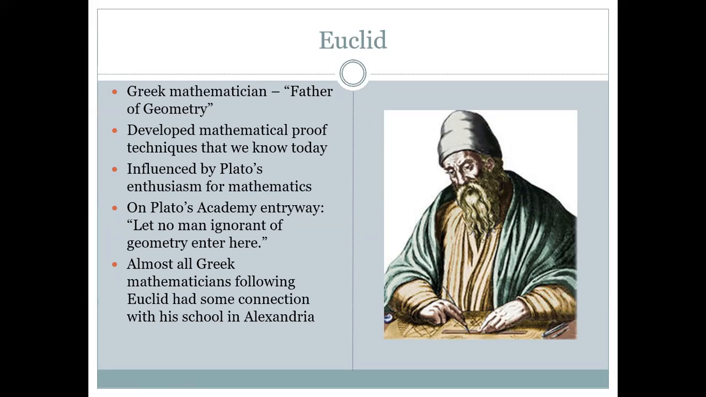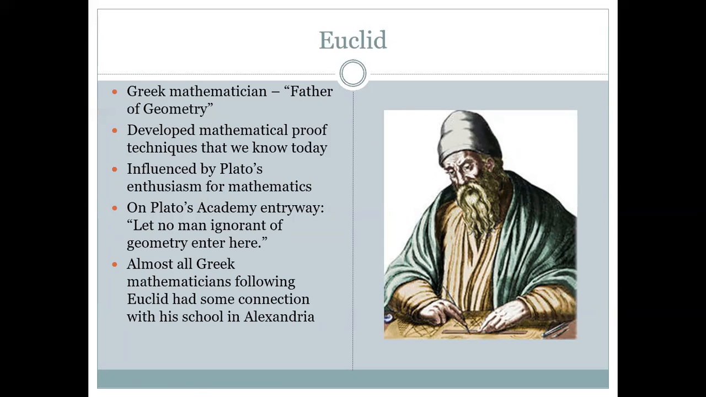Okay, so Euclid is thought of as the father of geometry. Again, mathematical proof, as we know it today, is largely due to his general approach and argumentative style. Plato was a huge influence on Euclid's thinking. And there's an interesting story, this is actually in the book itself, in chapter 2, about how when you entered Plato's academy, there was a sign over the entryway that said, "Let no man ignorant of geometry enter here."